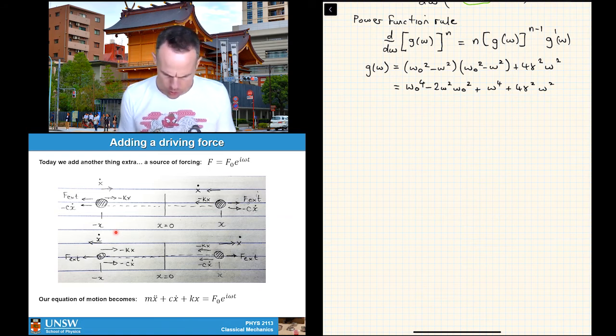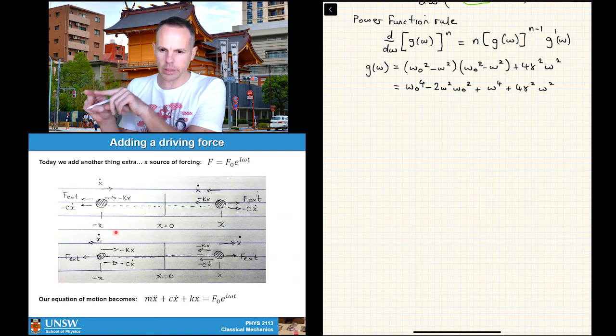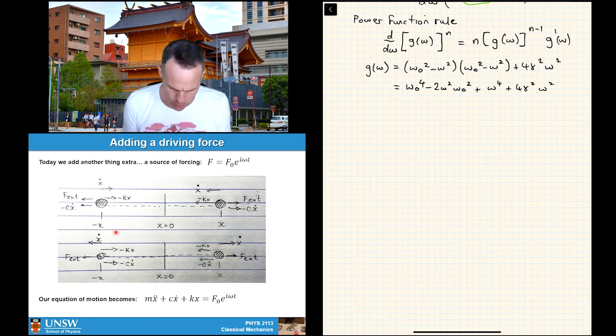And then, of course, you'll notice that there's some terms in omega squared, there's some terms in omega to the power of 4, and there's some terms in omega to the power of 0, which is 1, right? So we can write this like this.